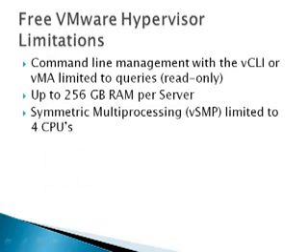While you can connect with some of the remote command line interfaces like the VCLI or VMA, your queries will be limited to read-only. You're only allowed up to 256 gigs of RAM per server. Wow, only 256 gigs of RAM per server. Boy, that doesn't seem like much of a limitation. And symmetric multiprocessing, vSMP, is limited to 4 CPUs. That means even if your system has 16 CPUs or 16 cores, you're only going to be able to give 4 of them to a virtual machine at any one given point in time.